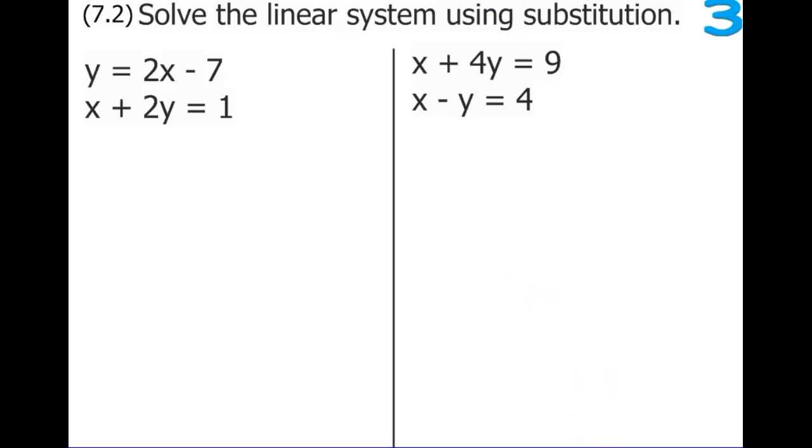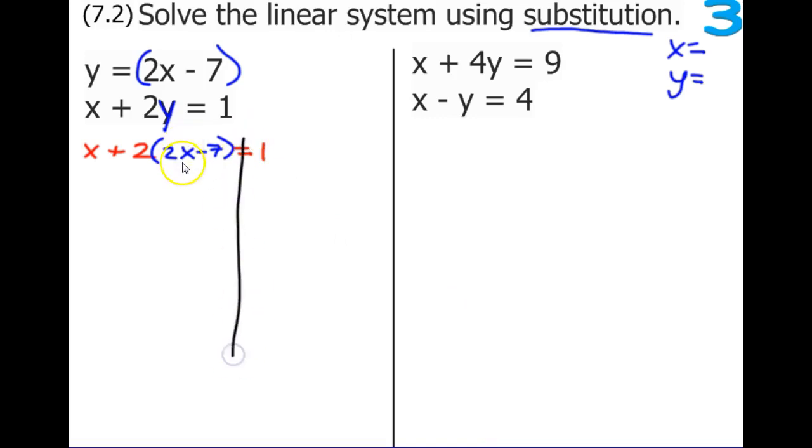Next, we're going to review our second method, which is substitution. We need to have x or y all by itself. This first one has y by itself, so I'm going to take this piece of information and plug it in the second equation for y. So it says x, I'm going to rewrite the second equation, plus 2 times y, but y is really 2x minus 7, equals 1.